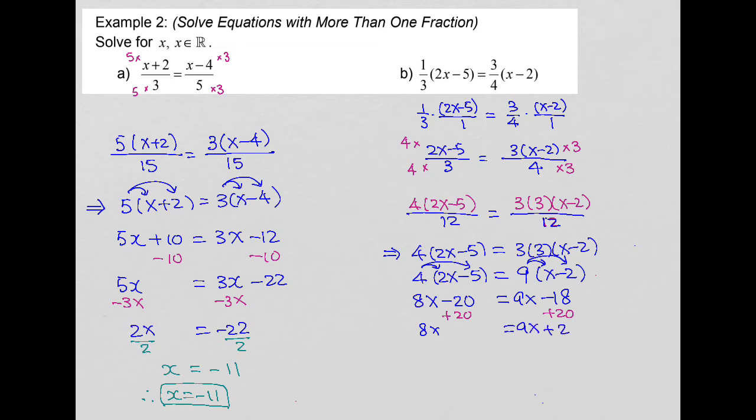Next one, I want to remove the x on the right. That means I subtract 9x on both sides of the equation. You'll get negative x equals to 2. And let's remove the negative 1 in front of the x by dividing by negative 1 on both sides. You'll get x equals negative 2. And that will be your final answer.